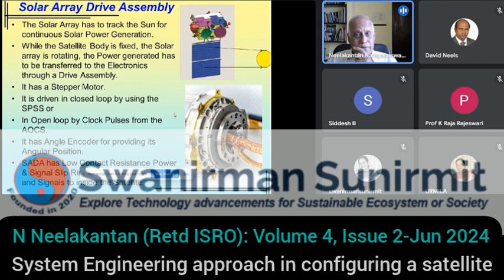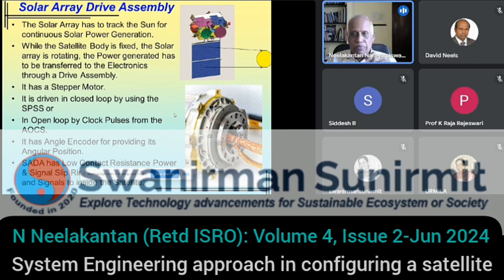A solar array drive assembly is required because the satellite is constantly looking at the Earth for its communication services, whereas the solar array is tracking the sun for maximum power generation. Therefore, the solar panels are rotating, whereas the spacecraft body is stationary.